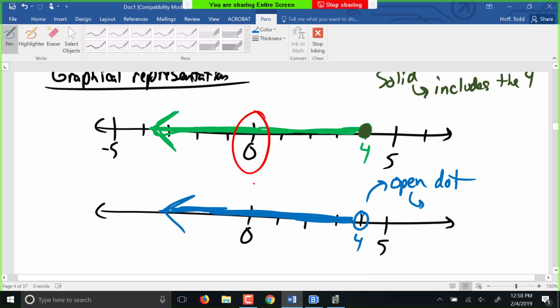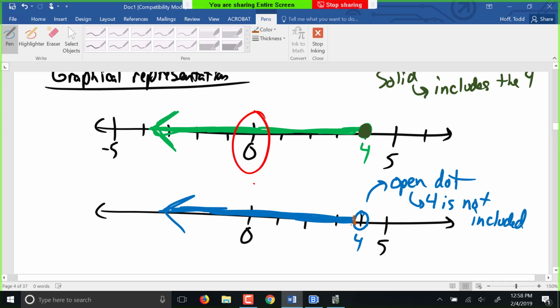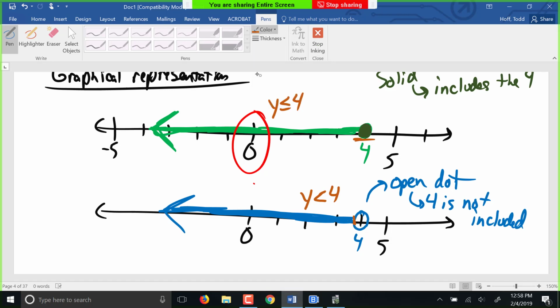What does that mean about the 4? There you go. 4 is not included. So that means we can be any number right up to the 4, but we can't be 4. So the representation that would be there would be y is strictly less than 4 rather than less than or equal to. This is y is less than or equal to 4 up here. That's why we have the closed dot, that boundary point is included in the solutions.